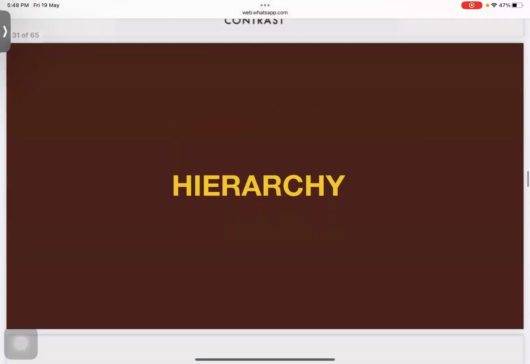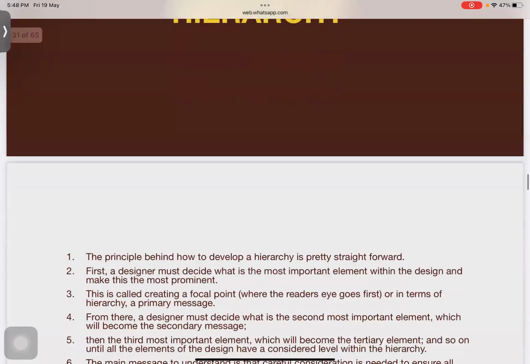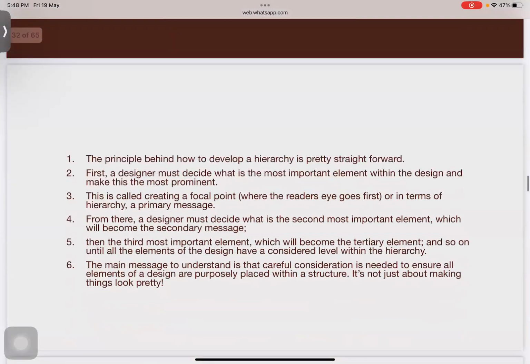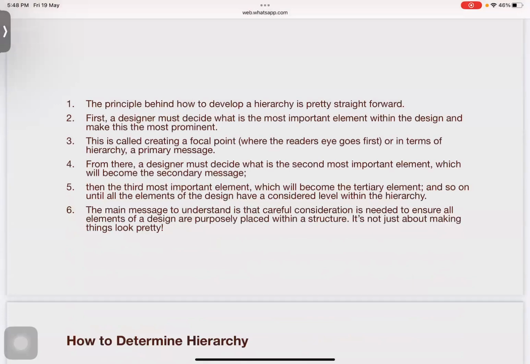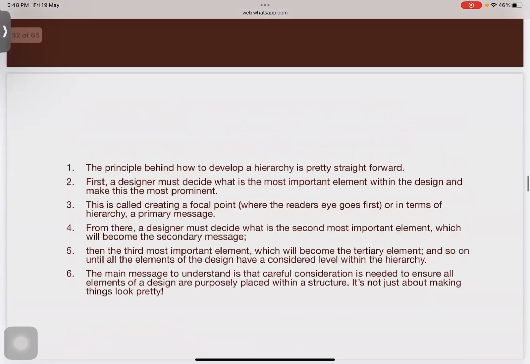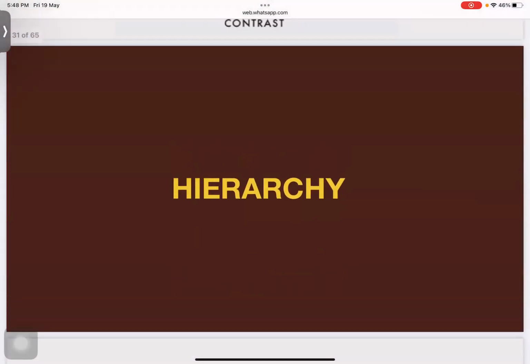Okay. Next thing what we have over here is hierarchy. So we need to know what is hierarchy and how it is being used. So let's proceed. Now, the principle behind how to develop a hierarchy is pretty straightforward. So what do you mean by hierarchy? Before I show you the text, as a word, what do you think hierarchy is? And what can it be?